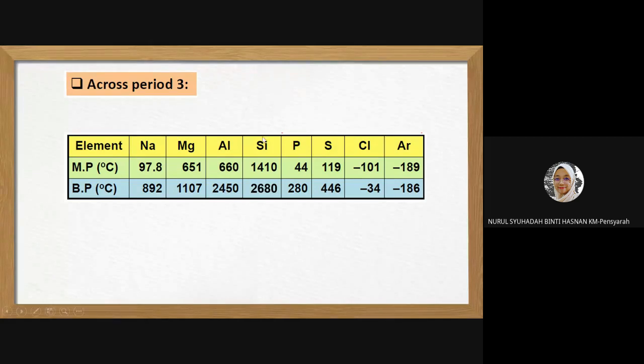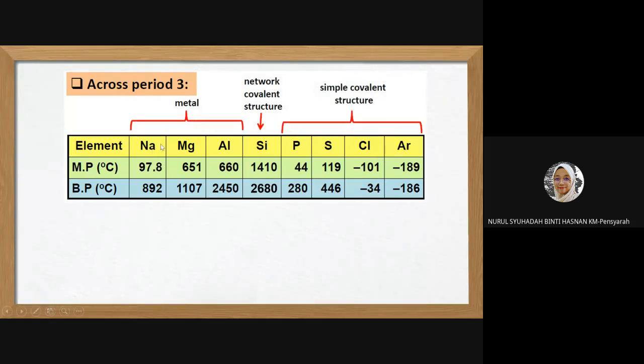Kita kena tengok setiap elemen ni wujud sebagai apa. Okay, so untuk sodium, magnesium and aluminium, dia akan wujud sebagai metal. So bila dia wujud sebagai metal, dia akan ada metallic bond. Okay, jadi dekat situ kita nampak dia punya melting point and boiling point is high. Kenapa? Due to the metallic bonding dekat sini. Okay.